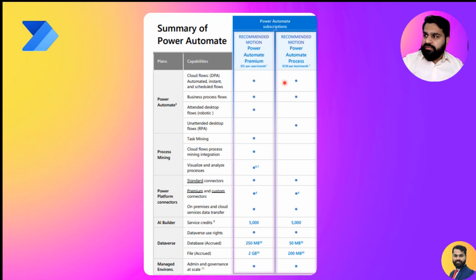Okay. What is the difference between these two? I'll come to that. From the capability standpoint, cloud flows, which are automated, instant, and scheduled flows, users will be able to trigger these. Now, what happens is Sunil Kumar, a user of an organization, is allocated a Power Automate premium license, which is $15 per user per month. When I have this particular license, I will be able to run any of the automated flows, any of the scheduled flows, and any of the instant flows also, which is on a button click.